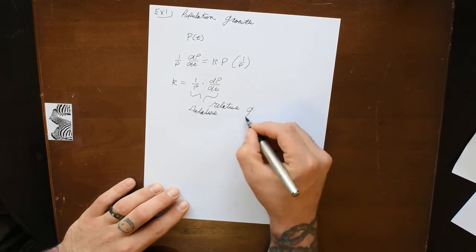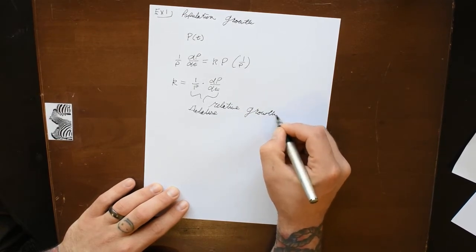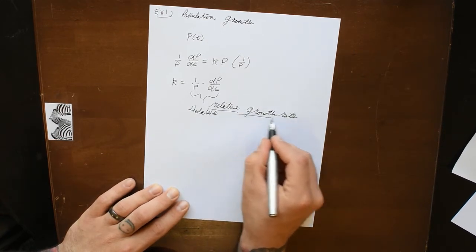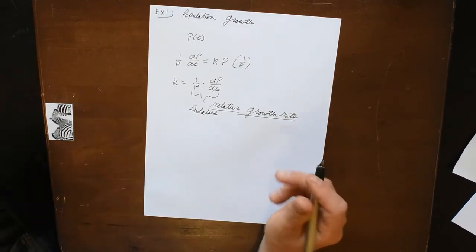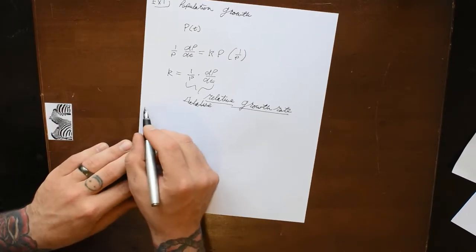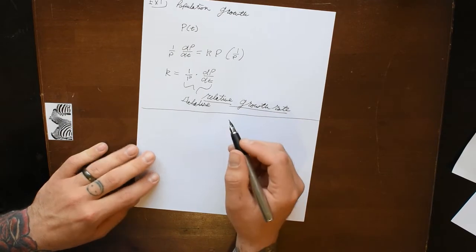The relative growth rate. And we'll use that term in the upcoming example. So, for example 1, it says, let me draw a line so I can write some stuff down.